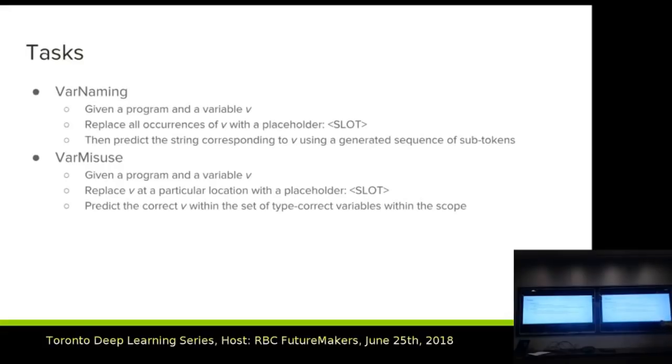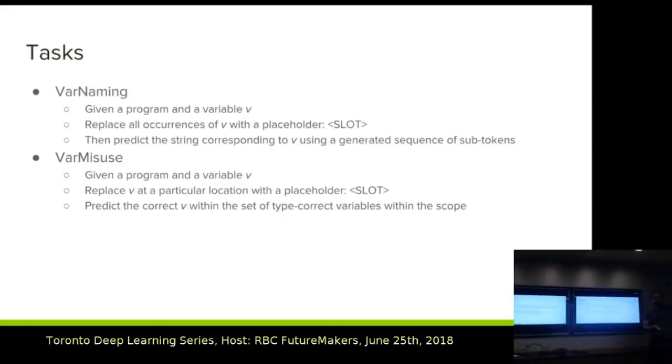So let's look into the two tasks that we talked about: variable naming and variable misuse. In variable naming, what you're trying to do is grab a piece of source code and remove all instances of a certain variable. So there's no reference to the variable, I don't know, X12. That's a horrible name, you shouldn't use that, but let's say that's what you did.